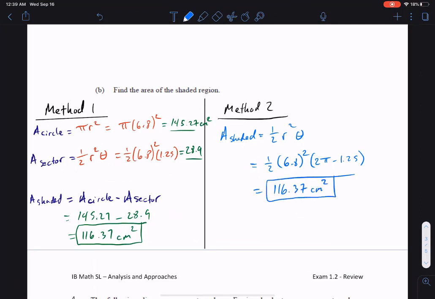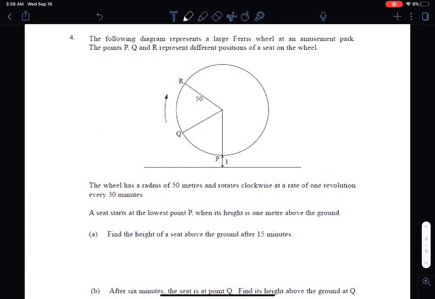Same answer as the other method. So there's more than one way to do things, of course, and that's it. So that's this question. We're going to move on to number 4, which is probably the hardest question on this review.